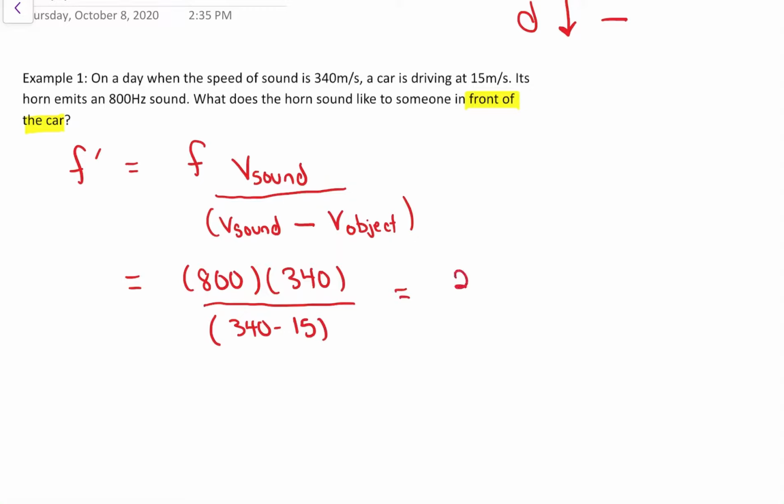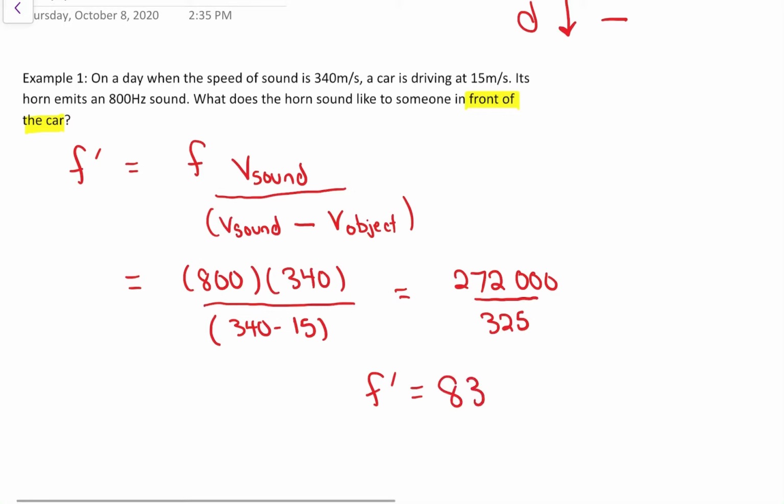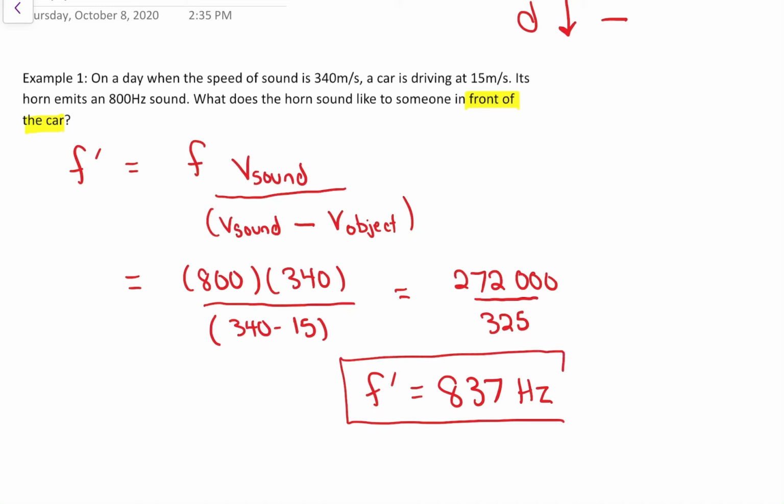I ran this through on my calculator. The numerator turns out to be a big number. And the denominator, you could probably do that in your head, 325. That means that the perceived sound, I'm using that little dash just for the new frequency, but how it would be perceived, how someone outside the car, in front of the car would hear it. My calculator is spitting out, when I round it off, 837 hertz. It's higher than 800 as expected, so I'm confident that that's the right answer.